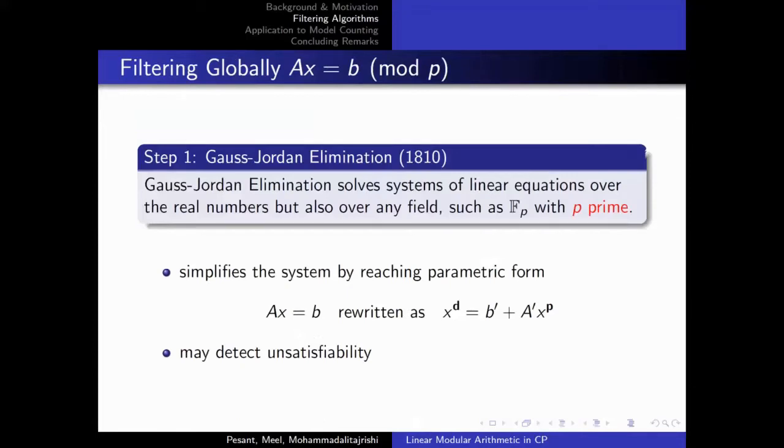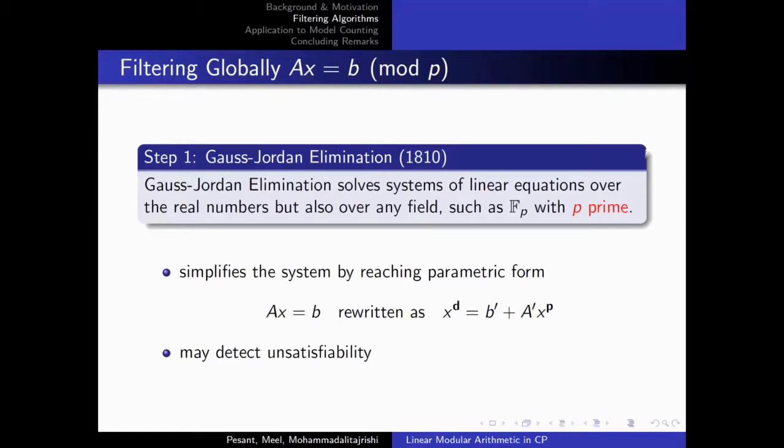If we look in particular at systems of equality, so AX equals B, but taken modulo P, there's an old algorithm, Gauss-Jordan elimination, probably much older than the 19th century actually, that works very well over the real numbers or rationals, but we cannot usually use on our finite domains. Except that if you take them modulo P, P being prime, they define a field and basically the algorithm works. So that's the good news.